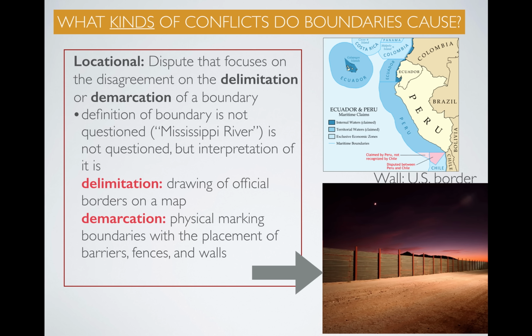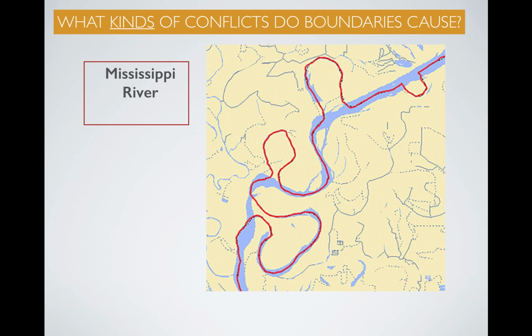Let's break that down. Let's say that we have the Mississippi River. Okay? The definition of the boundary is not in question. If the states agree that the Mississippi River is their boundary, not a question, not a problem. However, what happens when the boundary moves, right? The Mississippi River has moved. So no one's questioning that the Mississippi River itself is the boundary, but now all of a sudden the interpretation, well, is it where the Mississippi River once was when we made this agreement, or is it now where the Mississippi River is as the path of the river flows? So here's an example of how the Mississippi River has shifted over time.